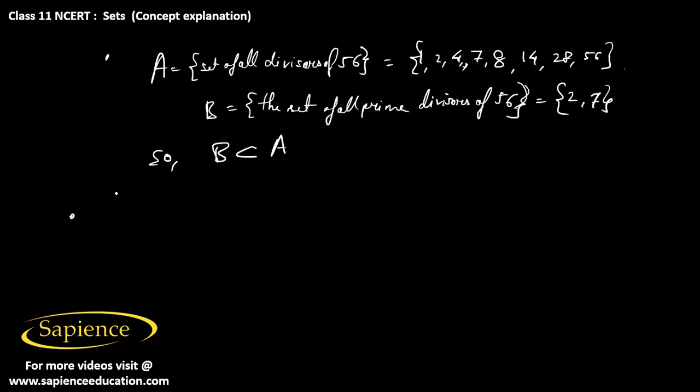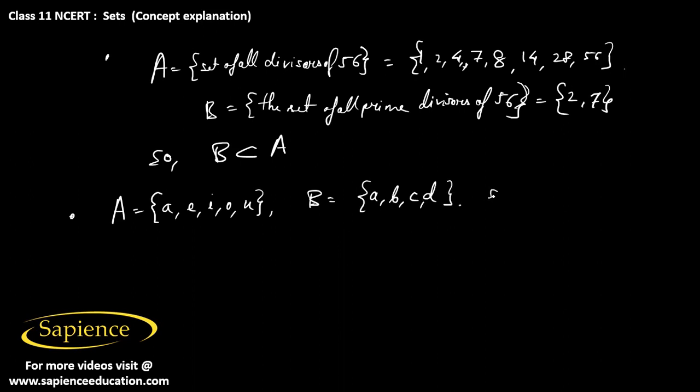And then one more example we can give: let the set A be the set of all vowels of the English alphabet, that is A, E, I, O, U. And B is the set that contains A, B, C, and D. Now all the elements in set B are not in the set A, so it means that A is not a subset of B and B is also not a subset of A.